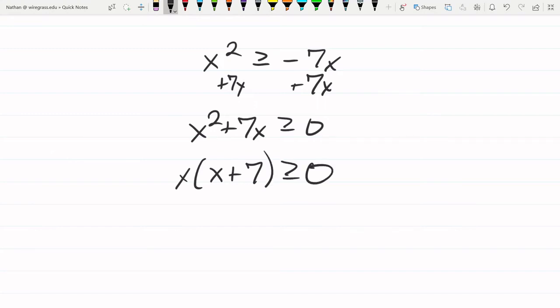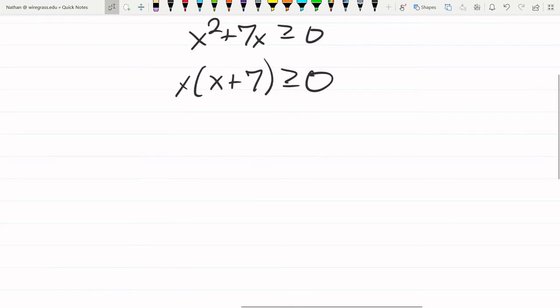All right, and at this point we have the boundary points already. Boundary points are going to be 0 for when, let's see, this one is 0. That's 0 when x is 0. So the first boundary point is 0. The next one is going to be -7.